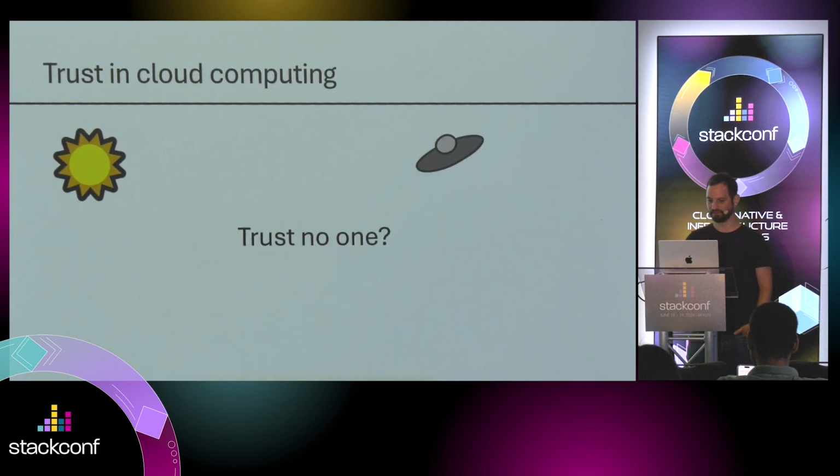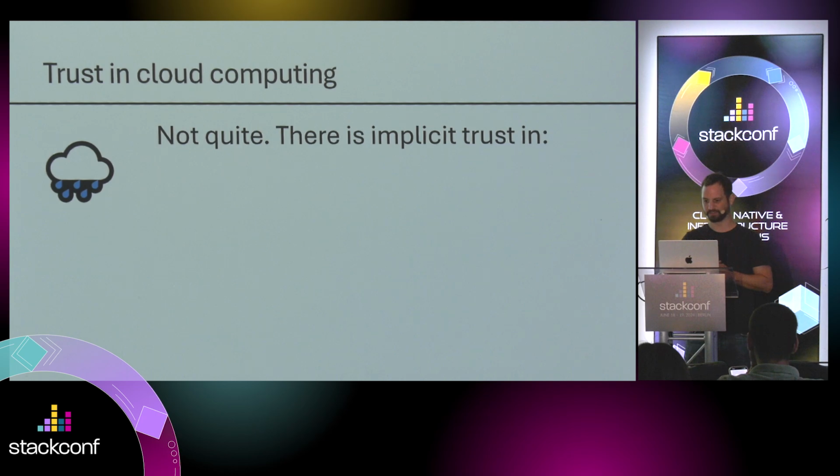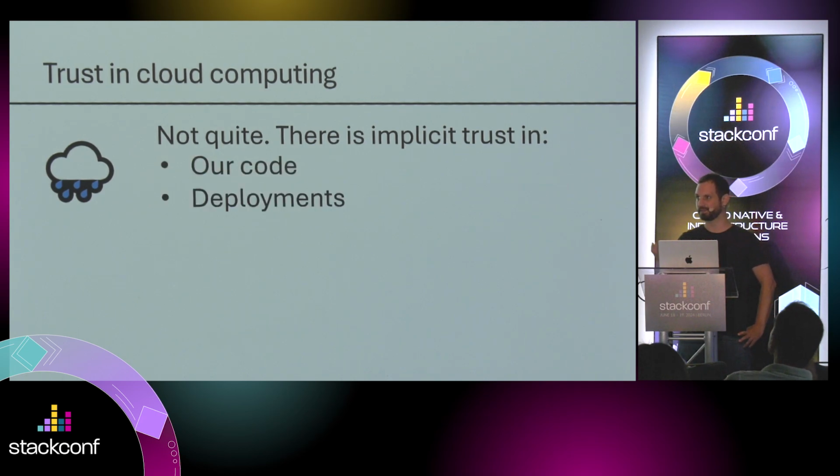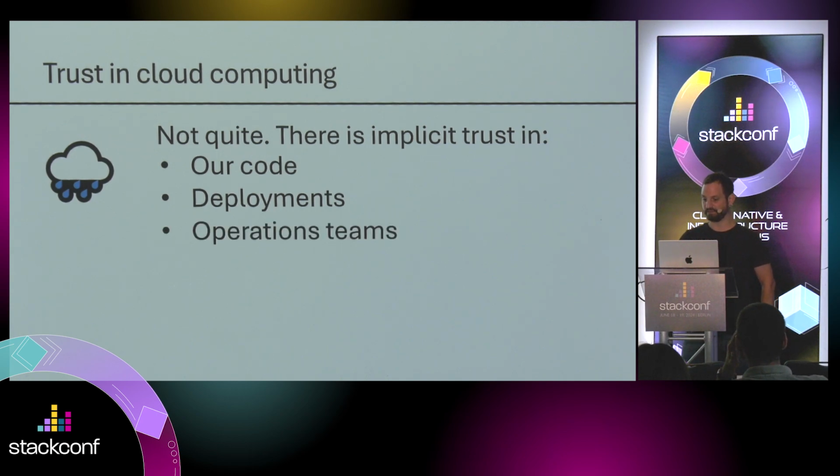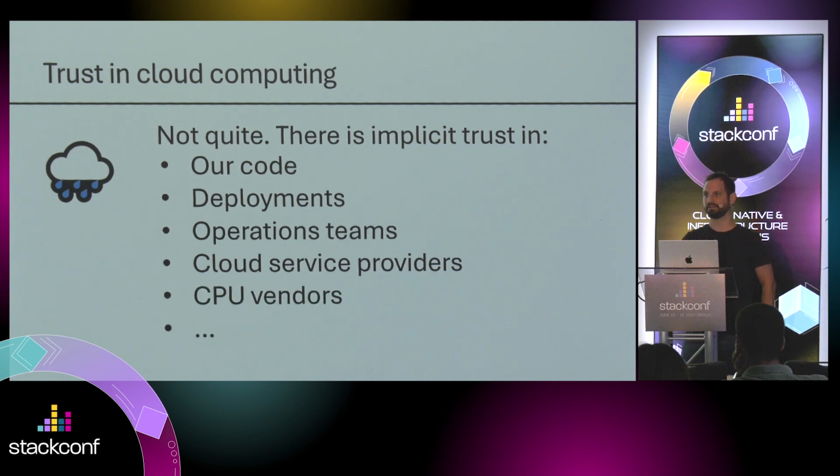If you look at trust in cloud computing, I think there's an intuition to say, of course, we trust no one. We control everything. And I think this intuition is not right. There's quite a lot of implicit trust that we have in our deployments, in our software that we operate in the cloud. First, we have trust in our code. We have trust in our deployments. So we trust that maybe no malicious actor injected some environment variable that might be harmful. We have trust in our operation teams. We have trust in the cloud service providers and in the CPU vendors and other hardware vendors.